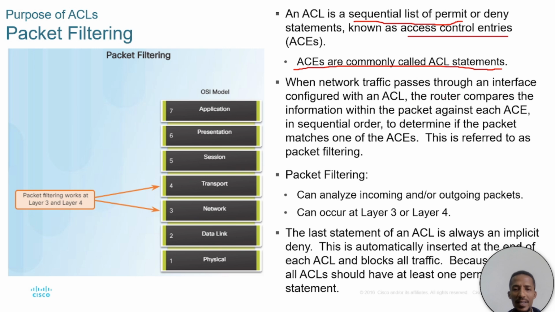Whenever a packet passes through the router, it will compare it in a sequential manner, step by step, to determine if the packet matches one of the access control list entries. If it matches, the packet will be allowed to go. But don't forget this one: the last statement of an access control list is always an implicit deny. Always. Whether you write it or not, the last statement is always an implicit deny.